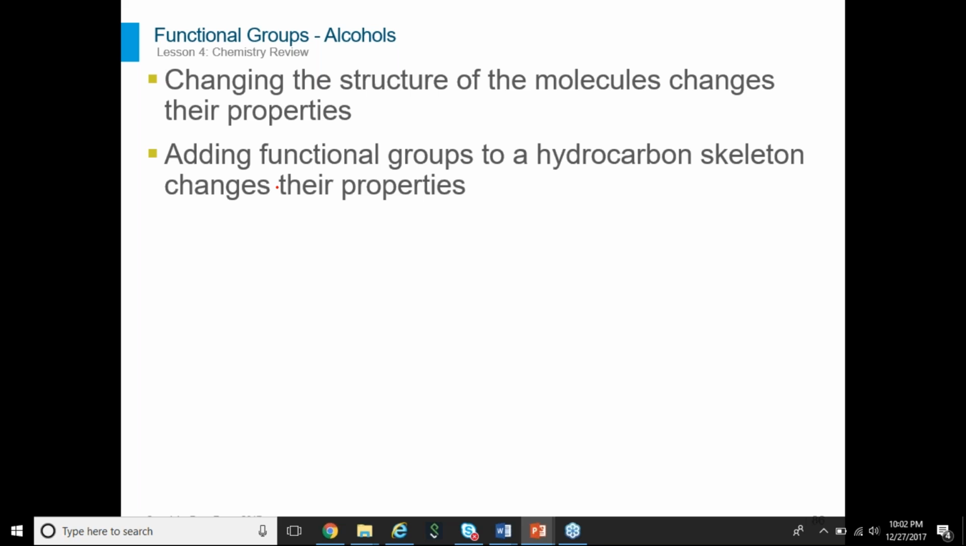So all of the ones we looked at were pure hydrocarbons, just carbon and hydrogen. Now we're talking about functional groups. So if you change the structure of molecules, you're changing their properties. You're changing how that molecule acts, how it reacts with other things. So adding functional groups to a hydrocarbon skeleton changes the properties of that molecule, changes what happens.